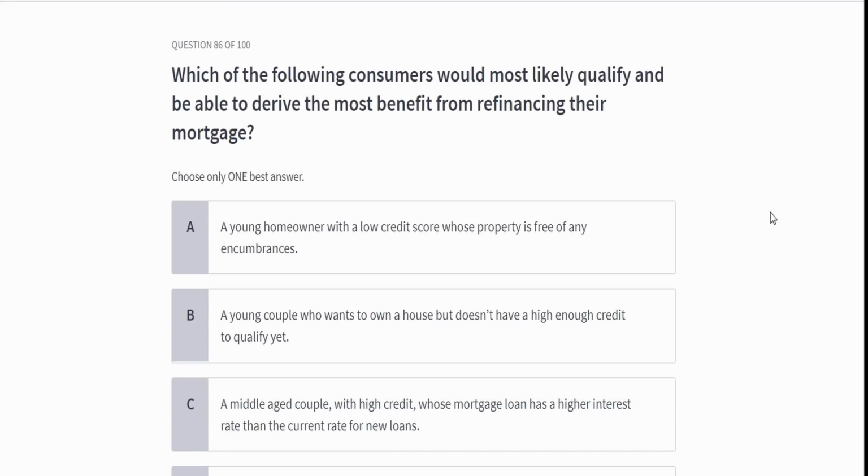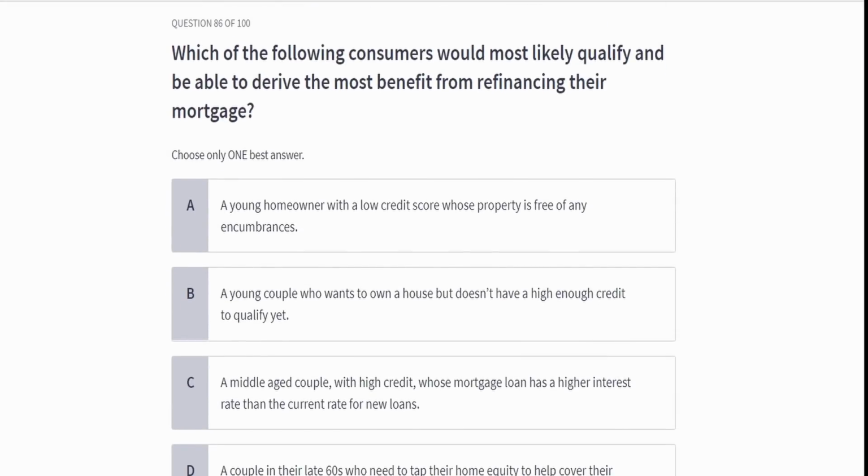All right, 86. Which of the following consumers would most likely qualify and be able to derive the most benefit from refinancing their mortgage? Okay, it gives us four options. A, a young homeowner with a low credit score whose property is free of encumbrances. B, a young couple who wants to own a house but doesn't have enough credit to qualify yet. C, a middle-aged couple with high credit whose mortgage loan has a high interest rate other than their current rate for new loans. Or D, a couple in their late 60s who need to tap their home equity to help cover their expenses but do not want to sell their house.